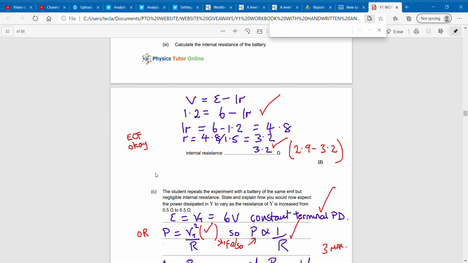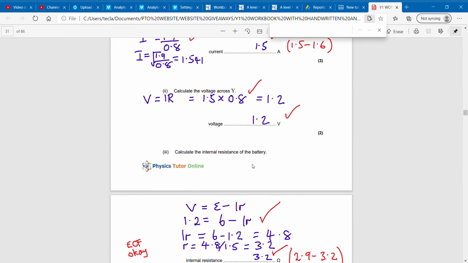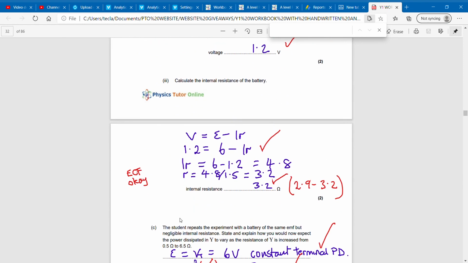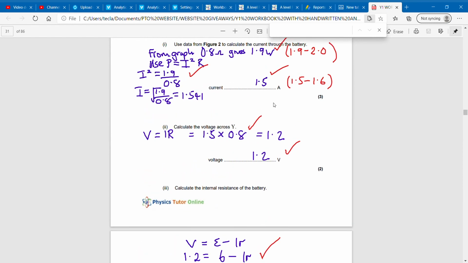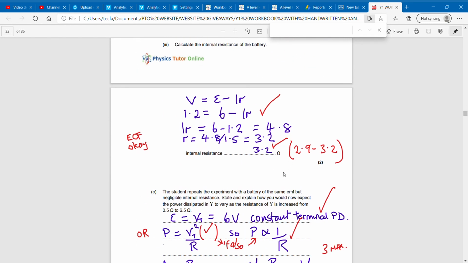So values between 2.9 and 3.2 are accepted, and again error carried forward is fine. So if you've got a different value for the potential difference here but use that correctly, then that's absolutely fine. You can still get the 2 marks. You've also used a current value there, which you calculated as well. So if that was different, but you've used it correctly again, that's why there's a range of values accepted, because you can have ECF, error carried forward values.